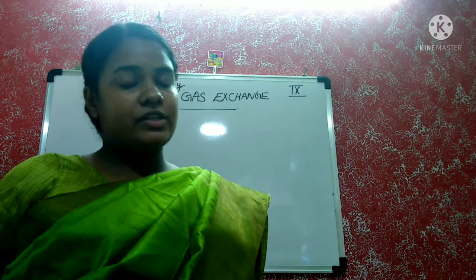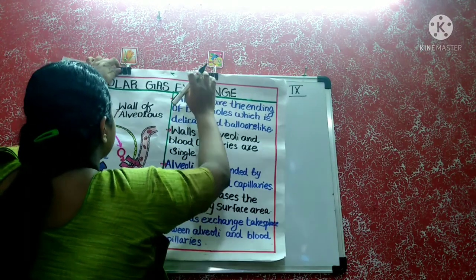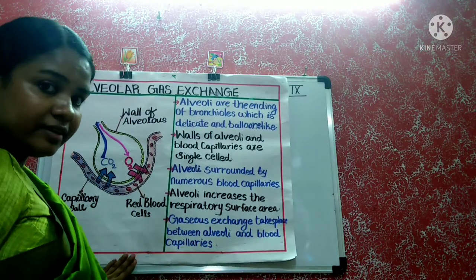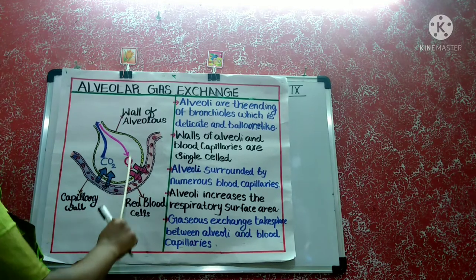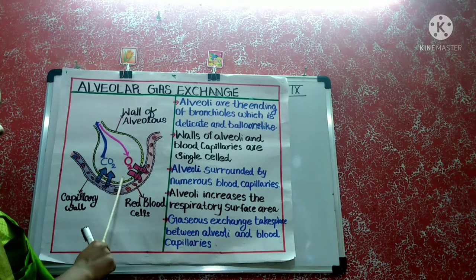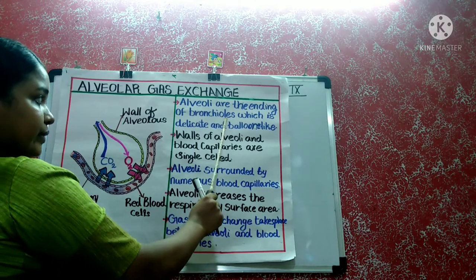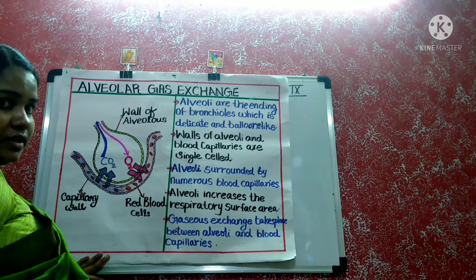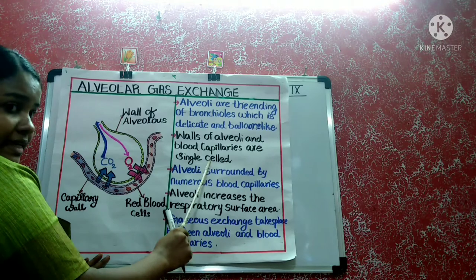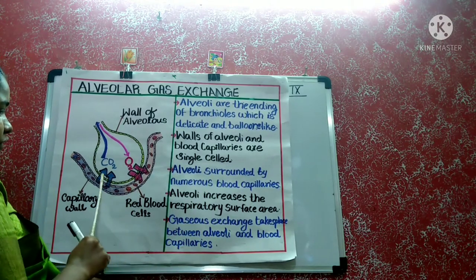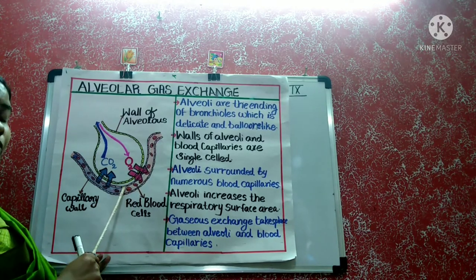First, we study some of the features of alveolar gas exchange. Can you see this picture? This is the structure of an alveolus. Alveolus is the singular form of alveoli. Alveoli are the endings of bronchioles, which are delicate, balloon-like structures. The wall of the alveoli and the wall of the capillary are made up of a single cell. That makes the exchange of gases easier.